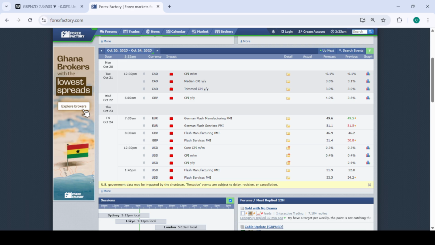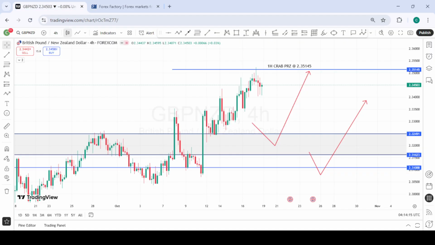Let's also bear in mind that the US government shutdown is still around. So we have to take caution when it comes to the fundamentals or the high impact news with the USD pairs for the coming week. So let's jump into the charts and see what we have for the coming week.